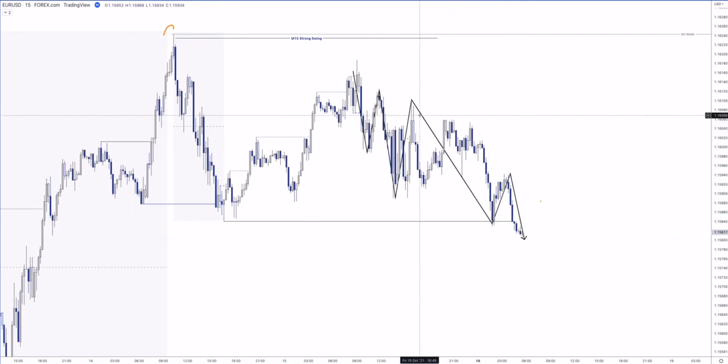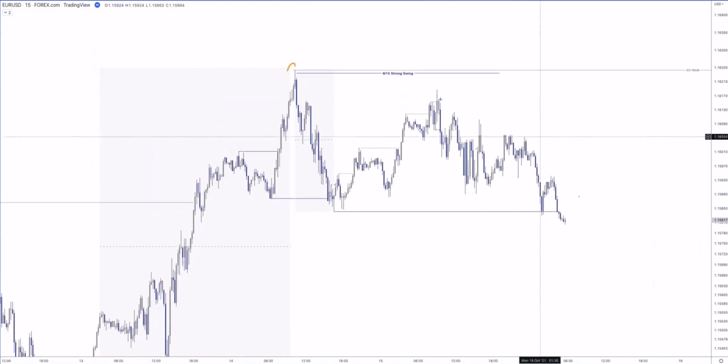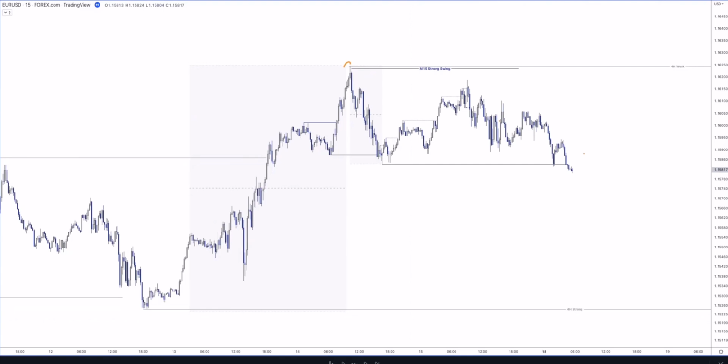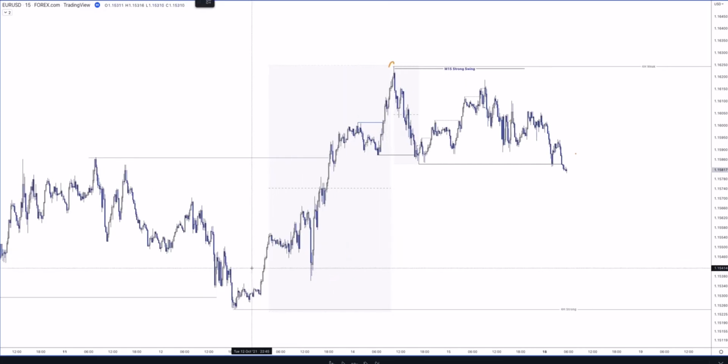Why? Well, because the M15 is bearish. This is, as you can see, a strong M15 swing high. Why is it strong? Well, it's strong because it broke the low. Now let's say we got long in here because we're playing the swing pullback again.